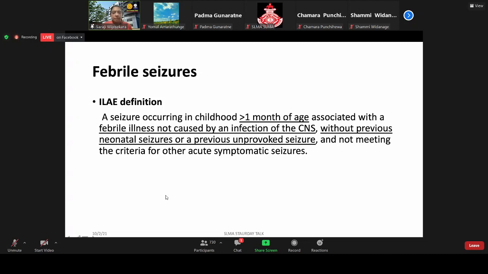A seizure occurring in childhood at more than 1 month of age. You can imagine that only the neonates are excluded here, and there's no upper age limit, right? Associated with a febrile illness not caused by an infection of the CNS. So obviously you need to exclude CNS infection or meningitis by examination, without any neonatal seizures or a previous unprovoked seizure, and not meeting the criteria for any other acute symptomatic seizures, where there is some acute insult in the brain. So this patient, according to the ILAE definition, falls into febrile seizure.